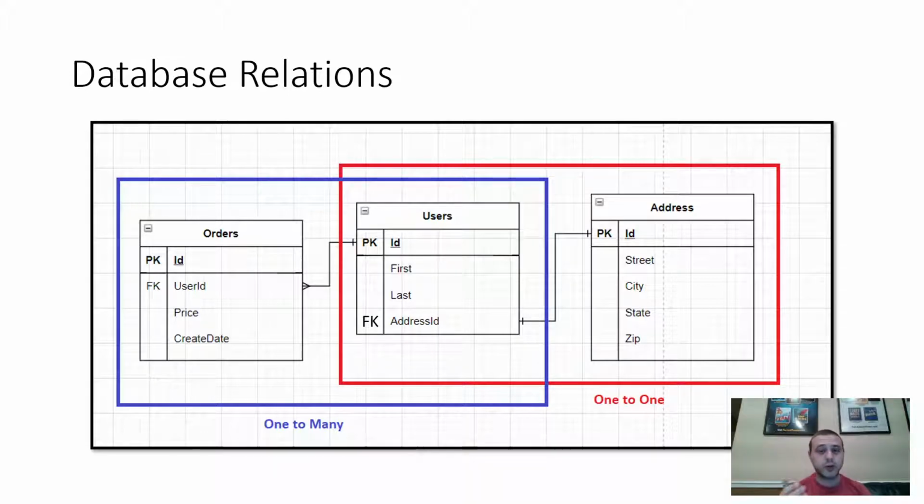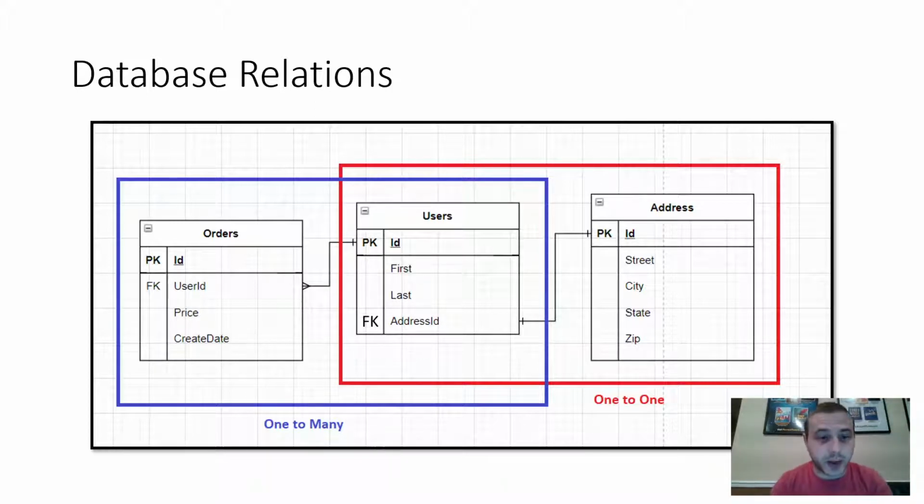Now, another user can sign up that has the same address, but that will create another row within the table. So there can be two rows with the same address, but they have two different IDs. One row belongs to one user, and the other row belongs to the other user. So that's that one-to-one relationship.